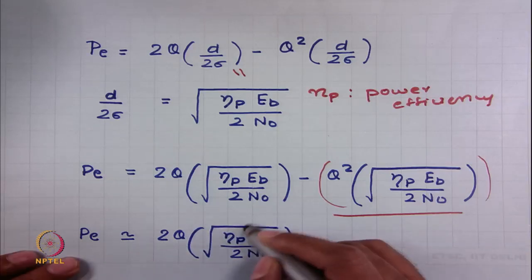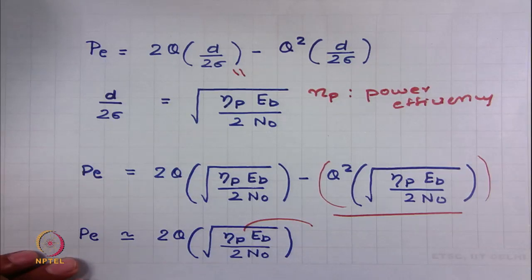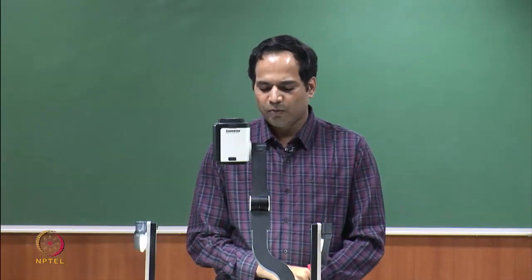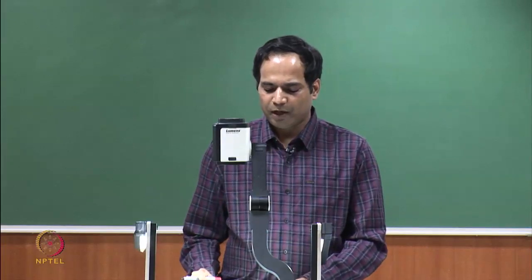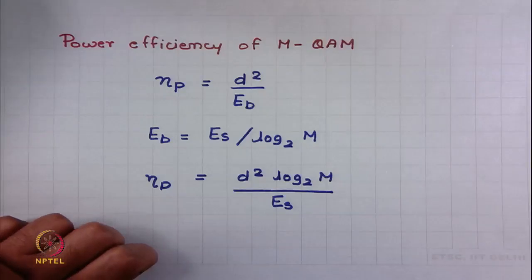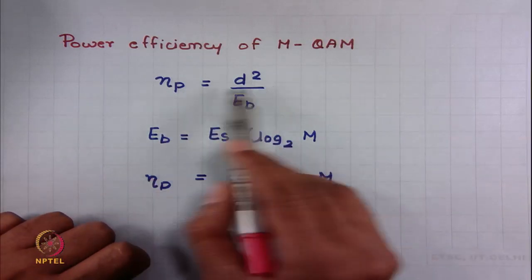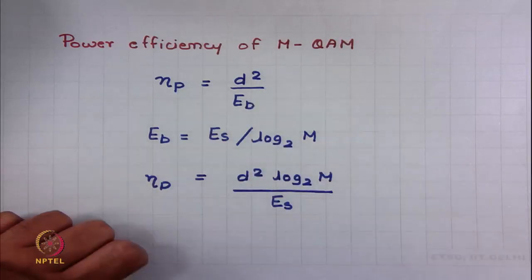The next job that remains is to calculate the power efficiency for the M-QAM modulation scheme. That is what we are up to. So, now we will be finding out the power efficiency of the M-QAM modulation scheme. Now, this power efficiency is simply d square by Eb, right. This we have seen in the binary signaling schemes.